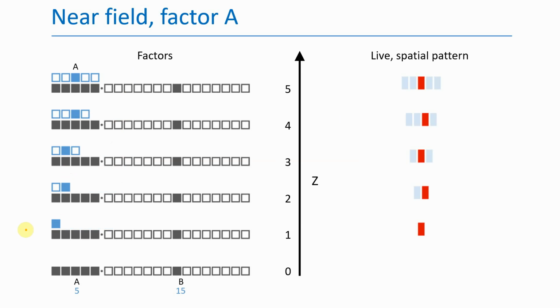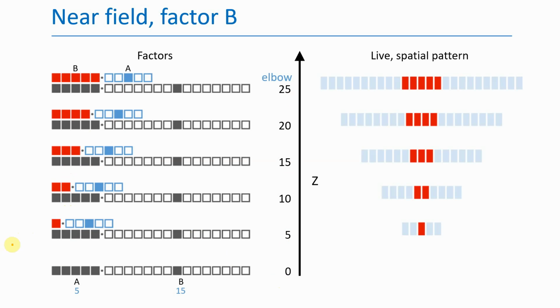In the previous slide, each new point of factor A corresponded to a step of one wavelength. So the planes were at 0, 1, 2, 3, 4, and 5. But in this slide, each new point of factor B corresponds to a step of 5 wavelengths, so the planes are at 0, 5, 10, 15, 20, and 25. The transition between these two stages occurs at z equals 5.